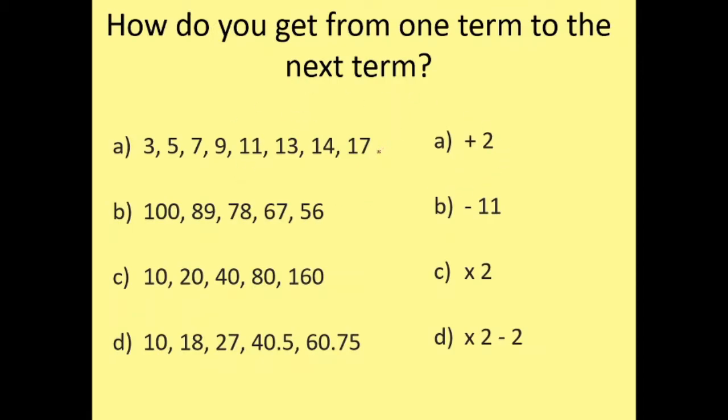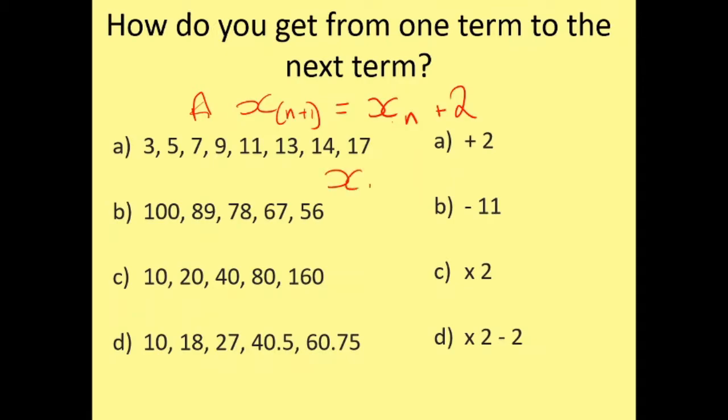So how do I get from one term to the next? Now we need to write this algebraically. If I wanted to represent the next term, I'd use x, and then I'll put n plus 1. So that's my next term. To get to my next term, what I need to do is take my current term, which I'm going to write as xn, and then I'm going to plus 2. So that's saying I've got my current term, I plus 2 to get to my next term.